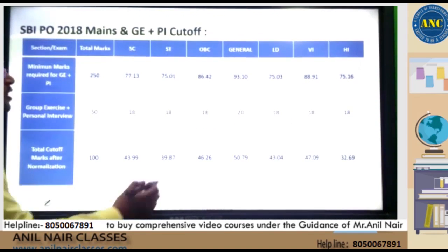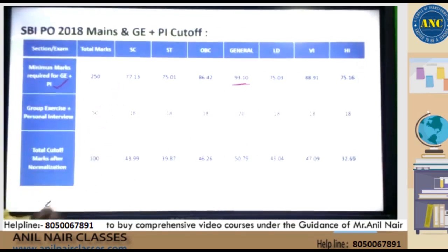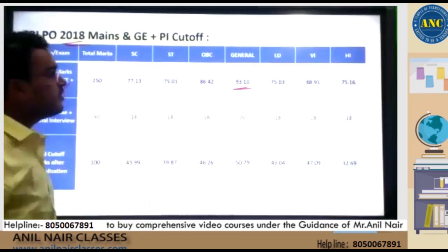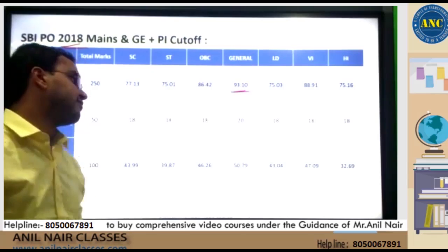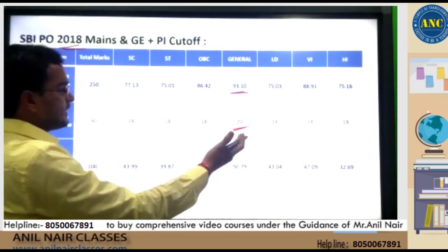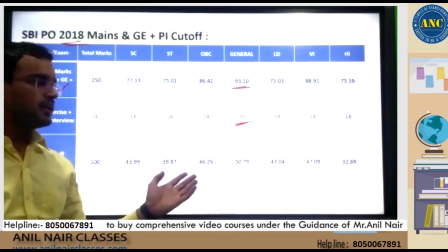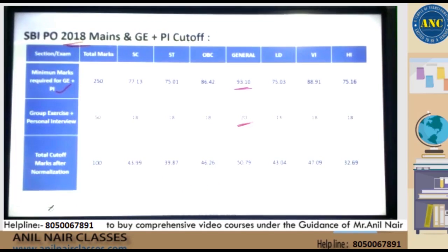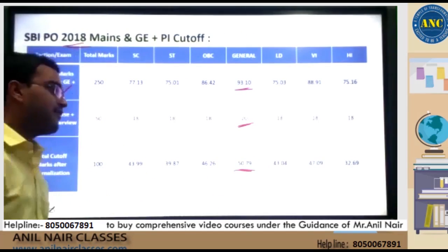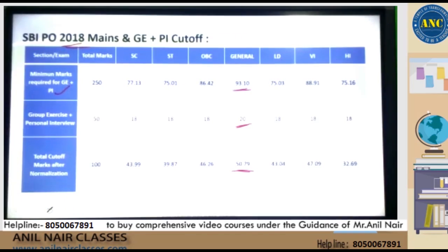And for the main examination, the minimum marks required to appear for GPA is 93.10. That was in 2018. So again this year you can expect somewhere between 90 to 95. And for group exercise and personal interview, last year it was 20. So again it is expected to be somewhere between 17 to 22, plus 3 minus 3, that will be the range generally. And after normalization, the final score for the general category was 50.79 out of 100. So again this year also it will be somewhere between 45 to 55.